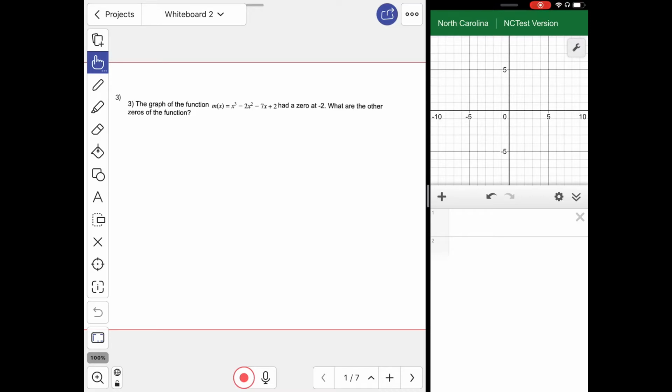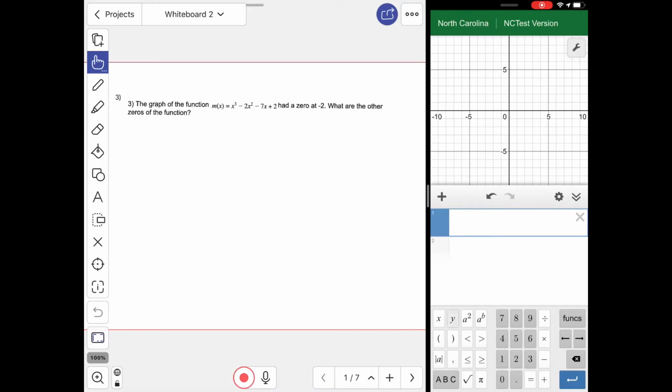All right, so it says the graph of the function, and it gives you a polynomial that has a degree of 3 as a 0 and -2. What are the other zeros? So remember, zeros are x-intercepts. If they're real, we could have some imaginaries, but I always start out by graphing them just so I know exactly going in what type of zeros I'm going to have.